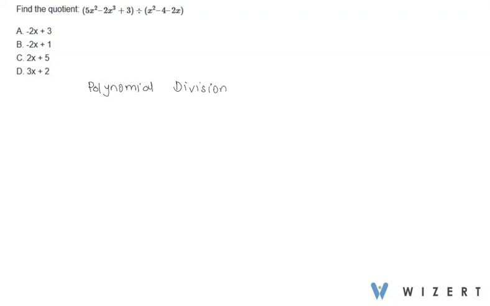Now, given polynomials are not written in standard form, we'll have to convert these polynomials into standard form in order for us to not miss any term while dividing. So 5x square minus 2x cube plus 3 when converted to standard form will be minus 2x cube plus 5x square plus 3. In standard form, we write the highest degree first.